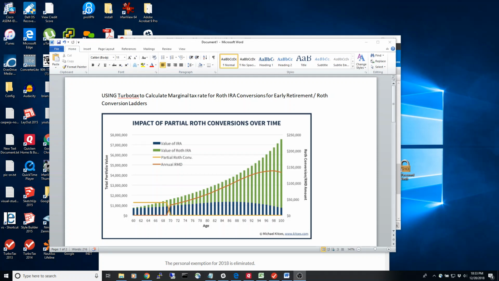This video is about using TurboTax to calculate an amount that you're going to convert from your IRA to your Roth IRA. And generally it's used with Roth conversion ladders. So the general strategy is to take money from your IRA, convert it over to your Roth, and then have your Roth grow tax-free.